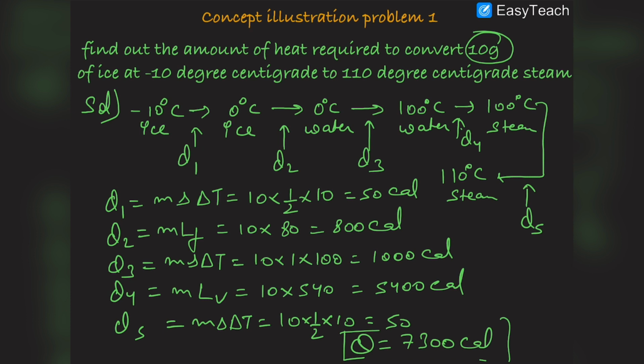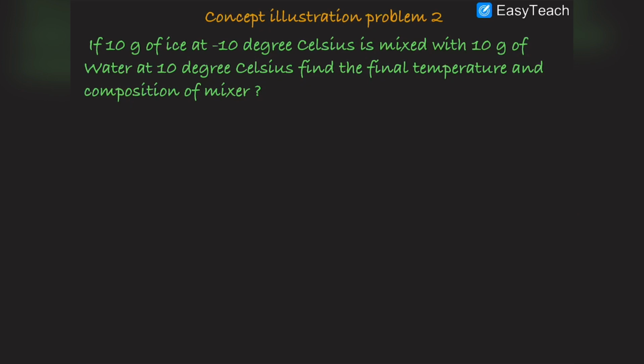Now let's move on to the second problem. In this second problem, you can see that there is 10 gram of ice at minus 10 degrees Celsius, and it is being mixed with 10 gram of water at 10 degrees Celsius. So we have to find out the final composition and the temperature of the mixture.